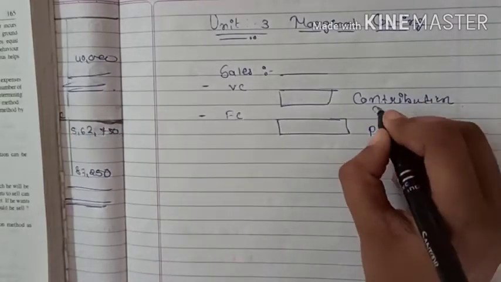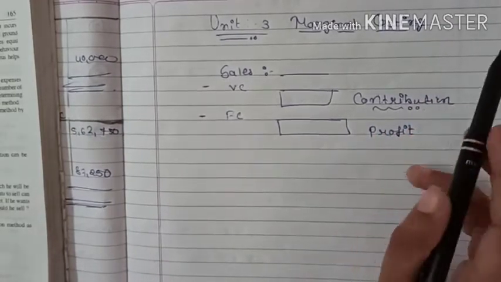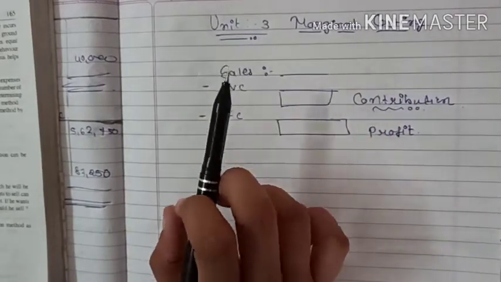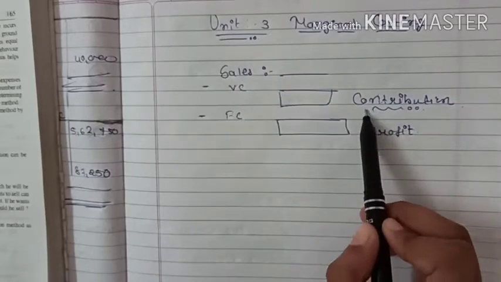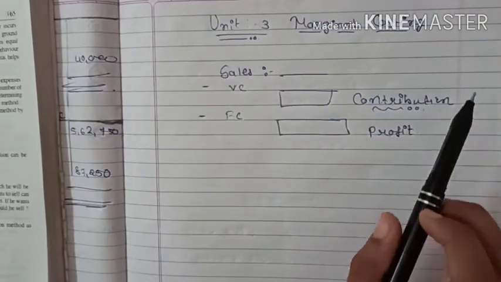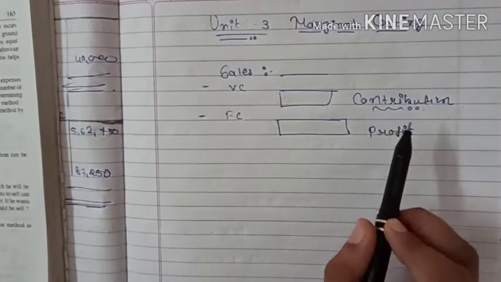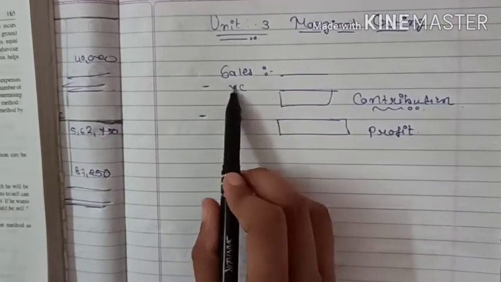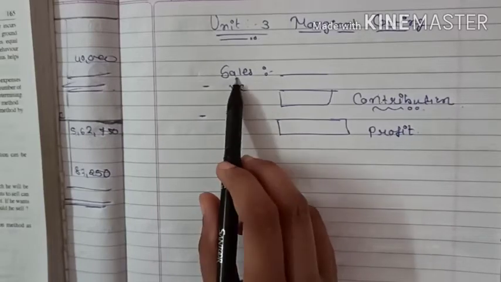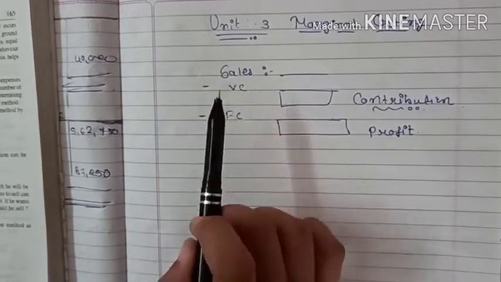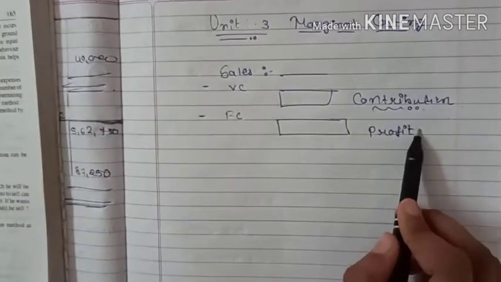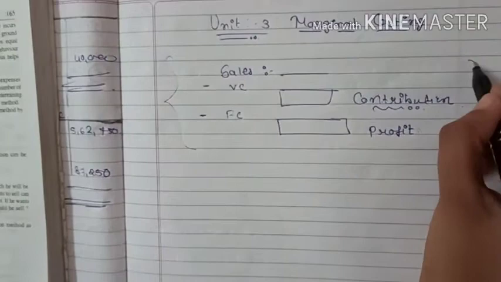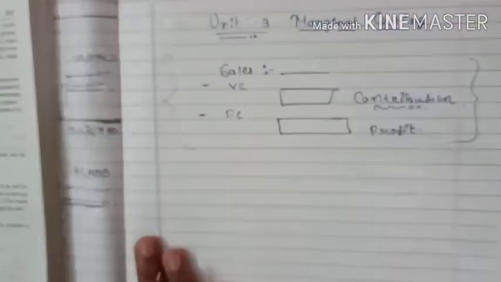What is contribution? Contribution is the relationship between sales and variable cost. When we deduct variable cost out of sales, we get the contribution. And for the total profit, fixed cost and variable cost are both costs. When we add both of them, we get the total cost. So sales minus total cost, what do we get? Profit. So this basic term you have to remember.